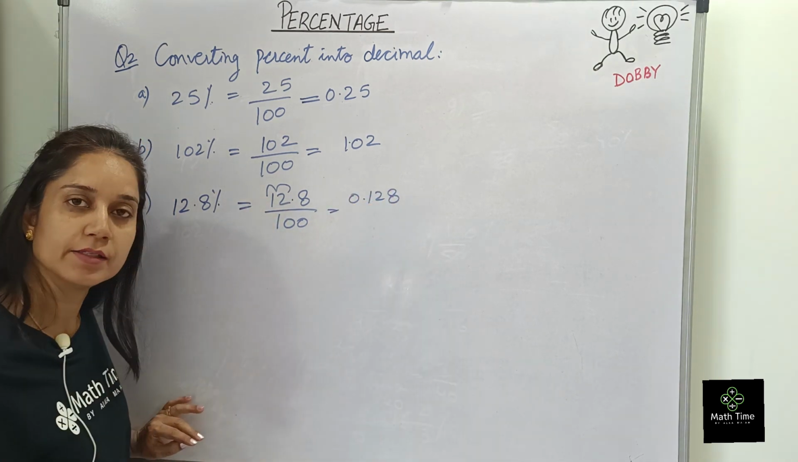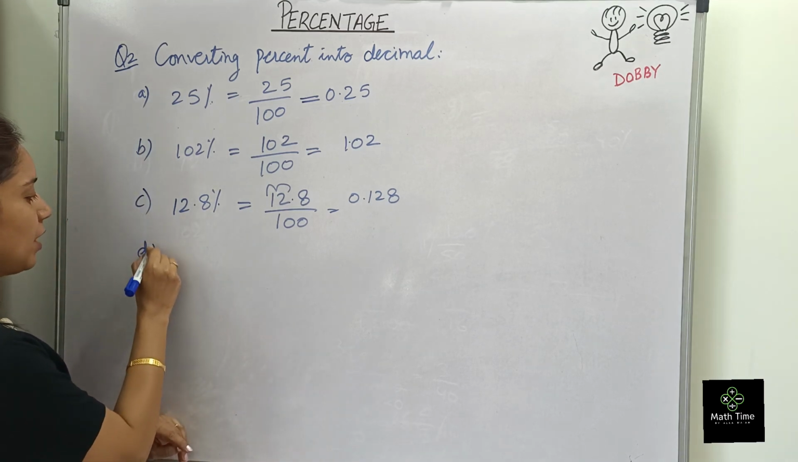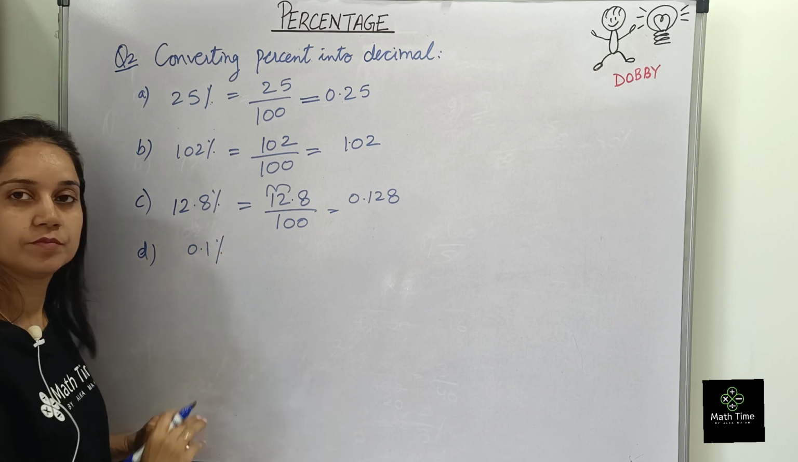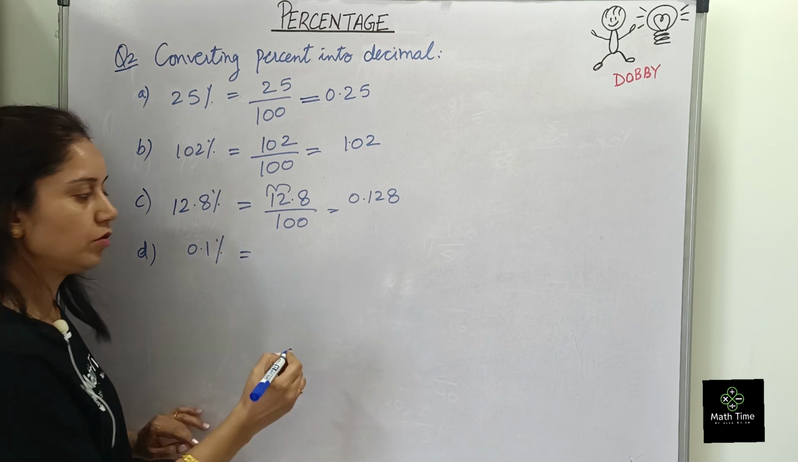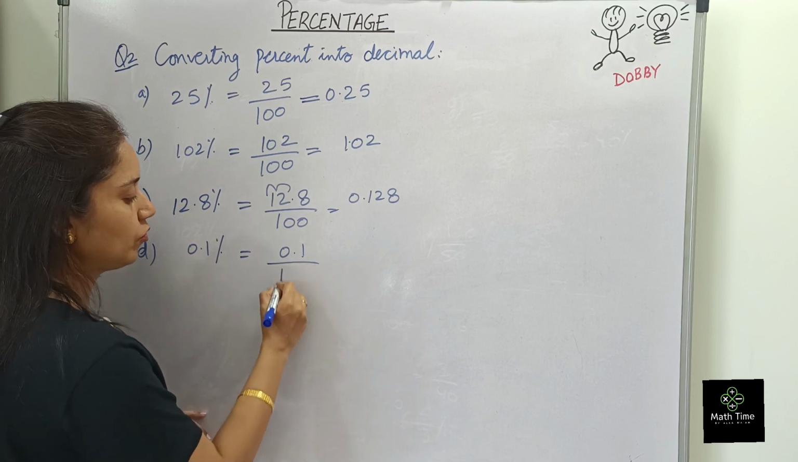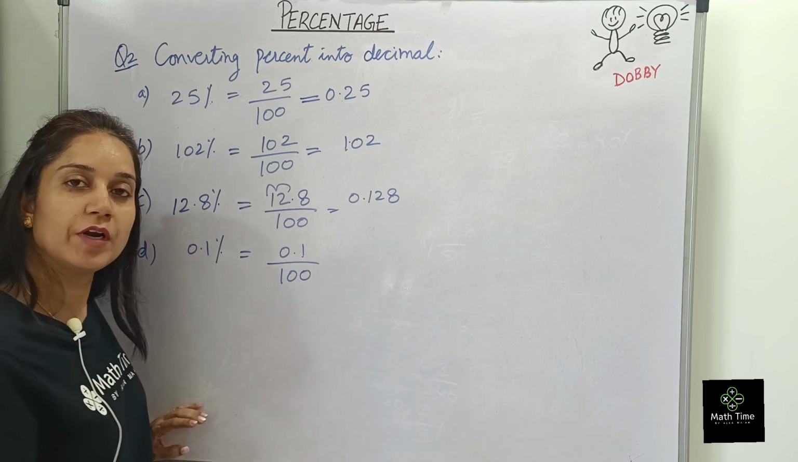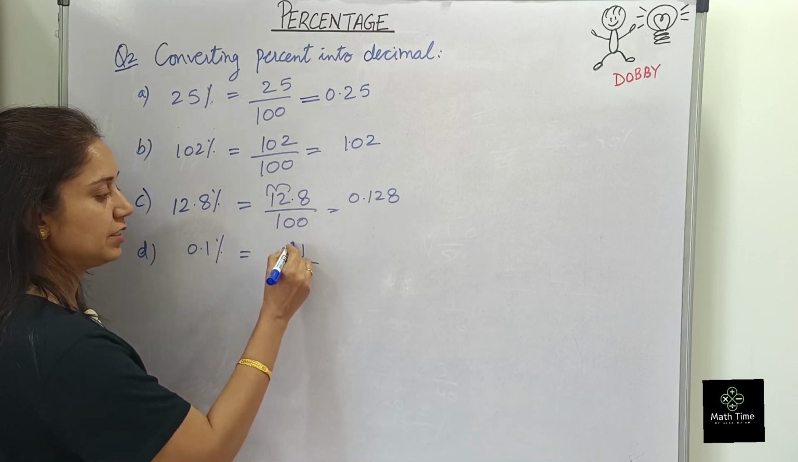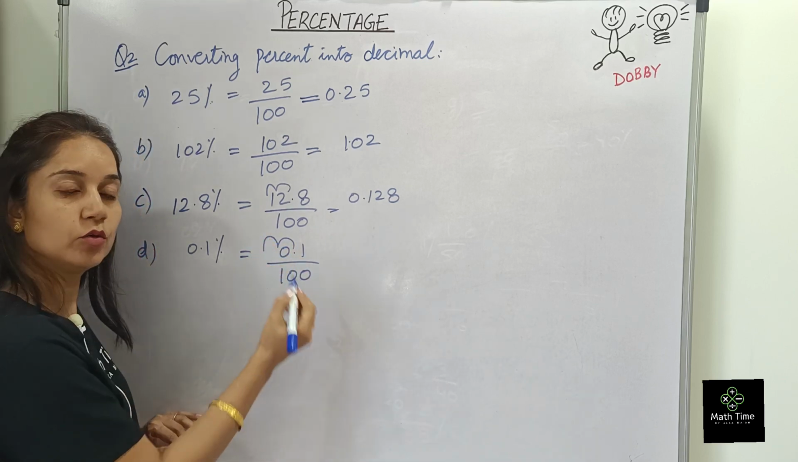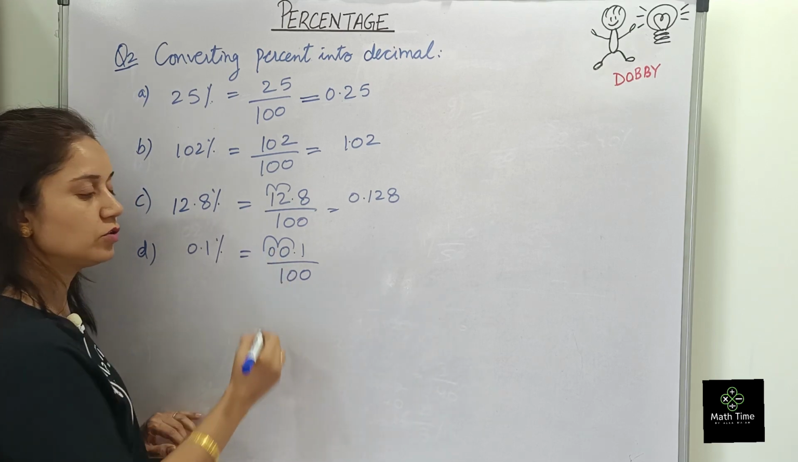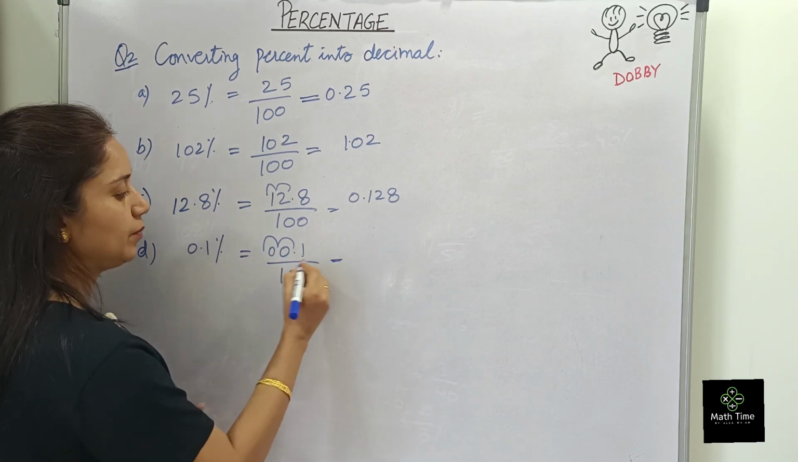0.128 is the answer. D part, suppose you are having 0.1%. Okay. Then also just write it in the fraction form first. 0.1 out of 100. Out of 100 tells us that 2 more decimal places. 1 step back, 1 more step back. 2 decimal places back from the right side. Here no number is written, so we can put 0.